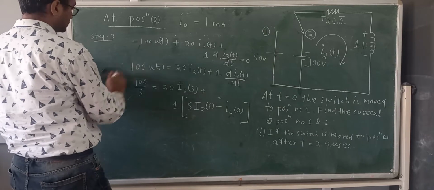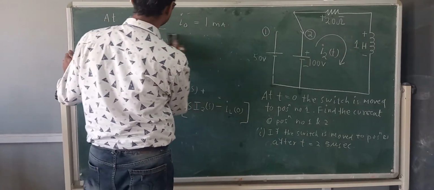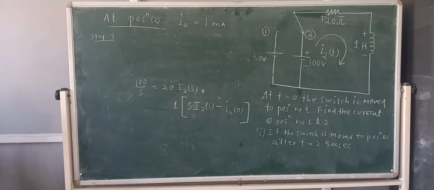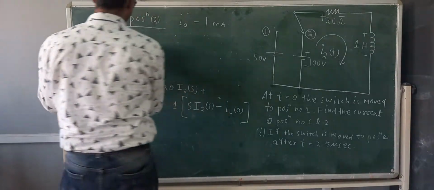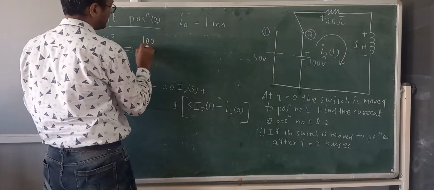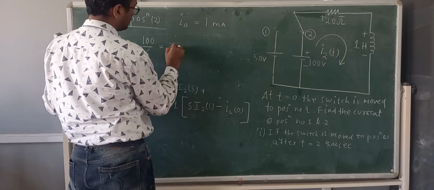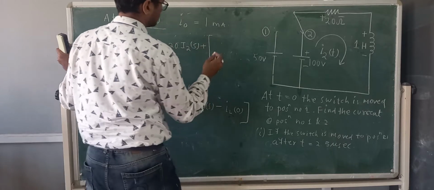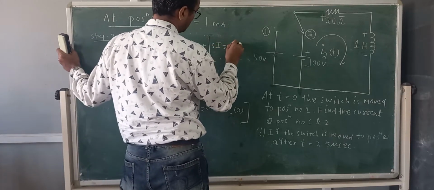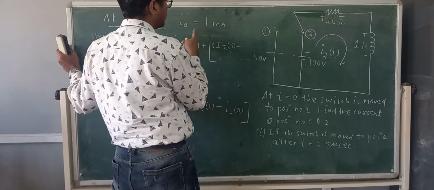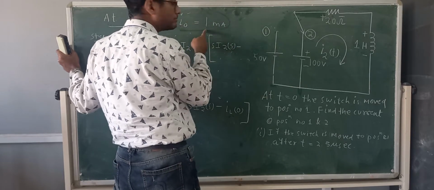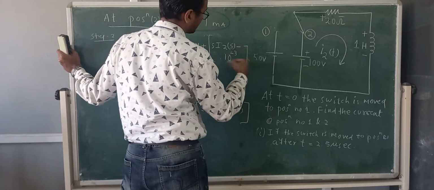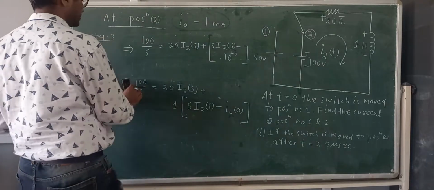I am drawing this. So see here. This is 100 divided by s equals 20 I2(s) plus s into I2(s) minus, what is the initial current flowing here? 1 milliampere, so 10 to the power minus 3 ampere.